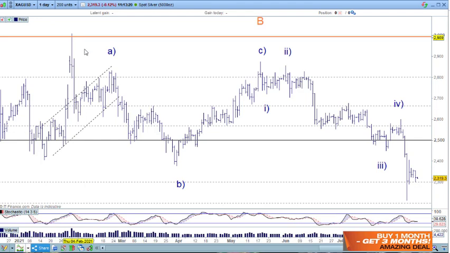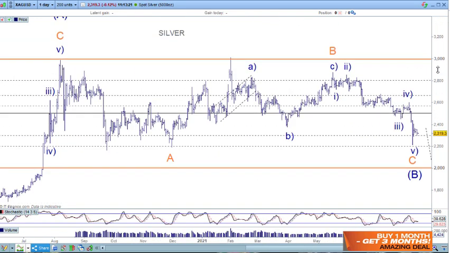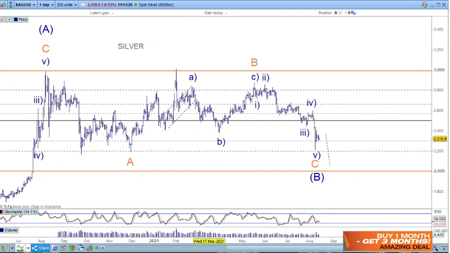So let's just move in here. And my count for silver is that we've got from this big move up through here, we can look at this as the A wave here, and then the A, the B, and the C wave to this point, and then the B wave here, and then the C wave here for the B. So an A wave here, B wave here, and then looking down here for this.